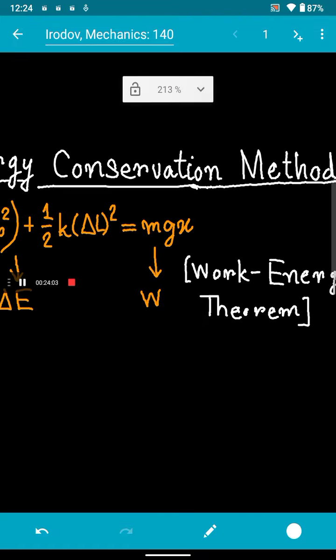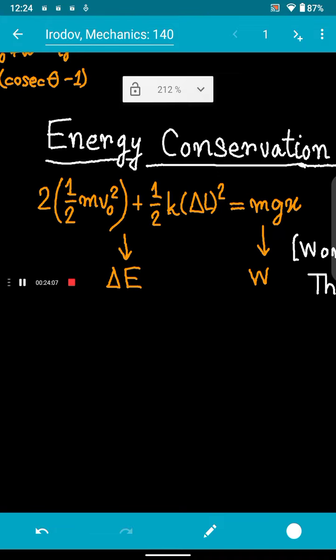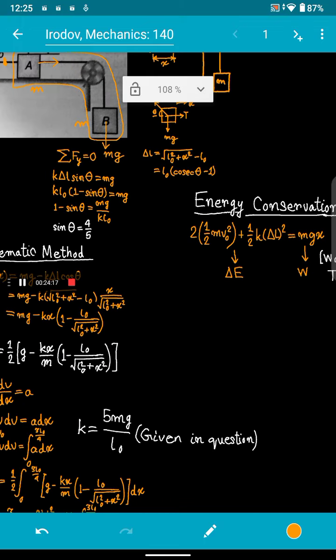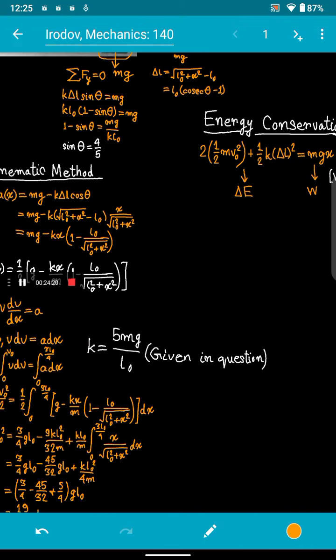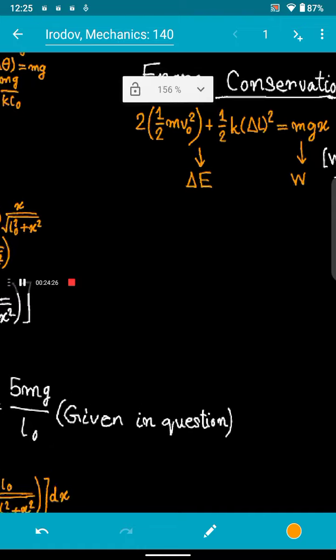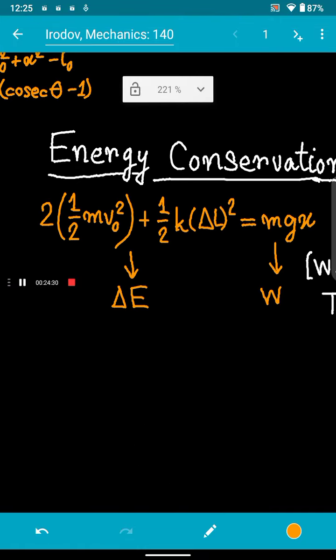Now we have just one equation and we'll get the answer. That's the efficiency of energy conservation. In the other method you have to do all this stuff, and at last some kinematics, and then we finally got the answer. But in this method, you can already see that it is way more efficient.